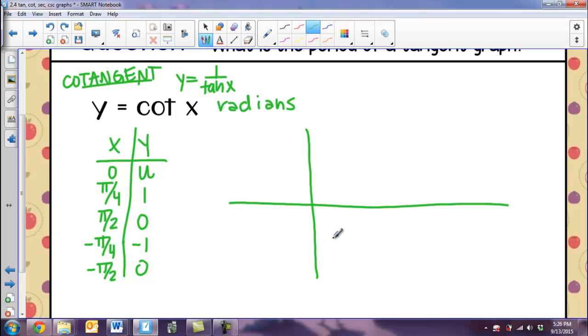Okay, and so when I look here, I'm going to graph pi over 4, pi over 2, negative pi over 4, negative pi over 2. So remember, I'm looking for asymptotes here. I'm going to draw in one of them. We have one right here at 0. And then pi over 4 is 1. Now I guess I should draw in my amplitude. No phase shifts here, so we're good. Pi over 2, it's 0.